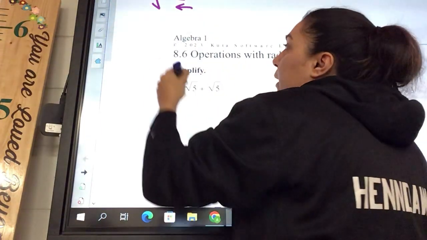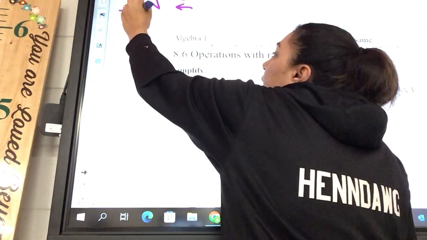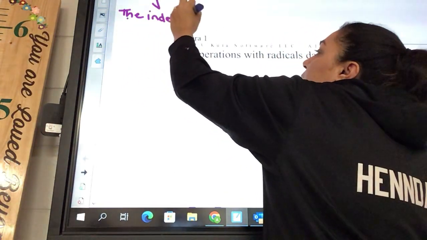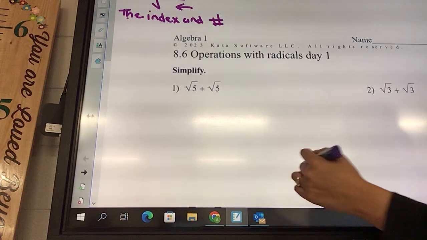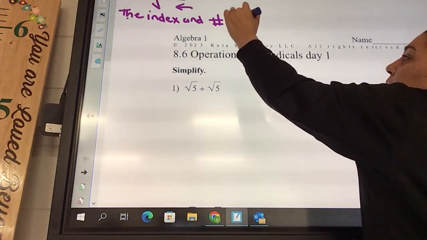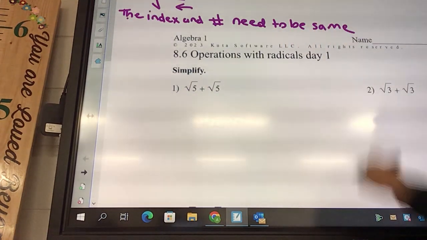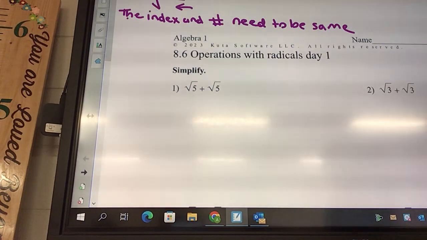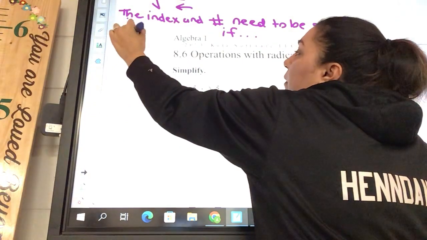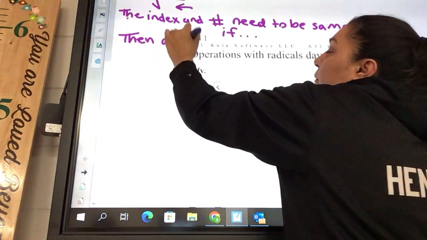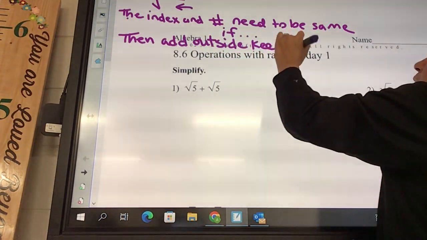Here is the rule. In order to add or subtract them, the index and the number underneath the radical need to be the same. If they are, then add the outside, keep the inside.